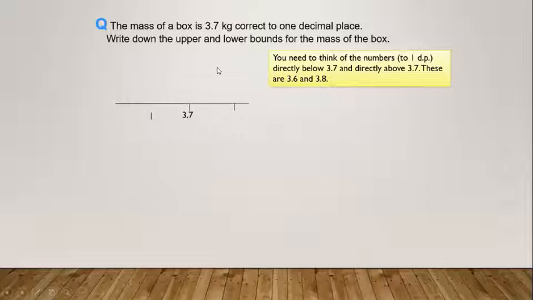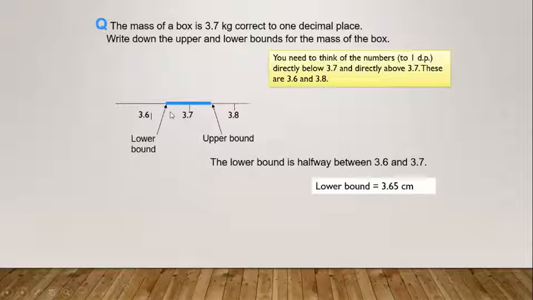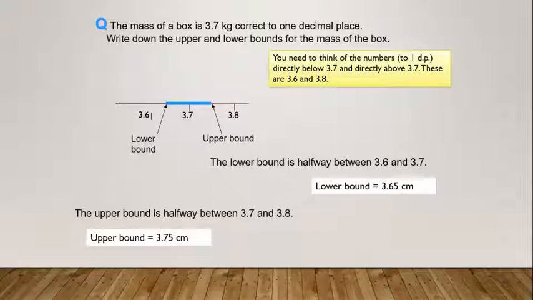So we have to see 3.7 should be between which two decimal places. So 3.7 will lie between 3.6 and 3.8. So the lower bound is going to be exactly halfway between 3.6 and 3.7. Halfway between 3.6 and 3.7 is going to be 3.65. That is how the lower bound of this measurement is going to be 3.65. The upper bound is exactly halfway between 3.7 and 3.8. So the upper bound is going to be 3.75.